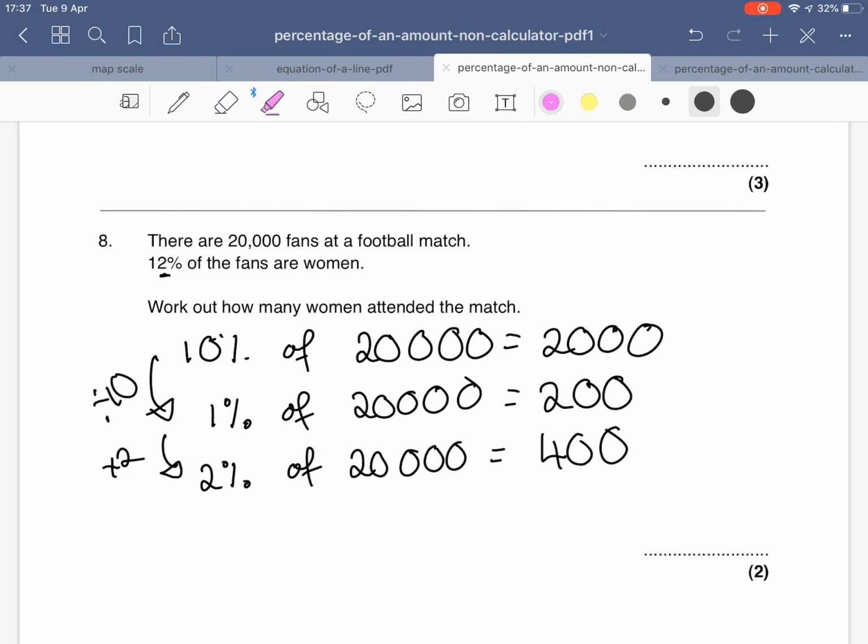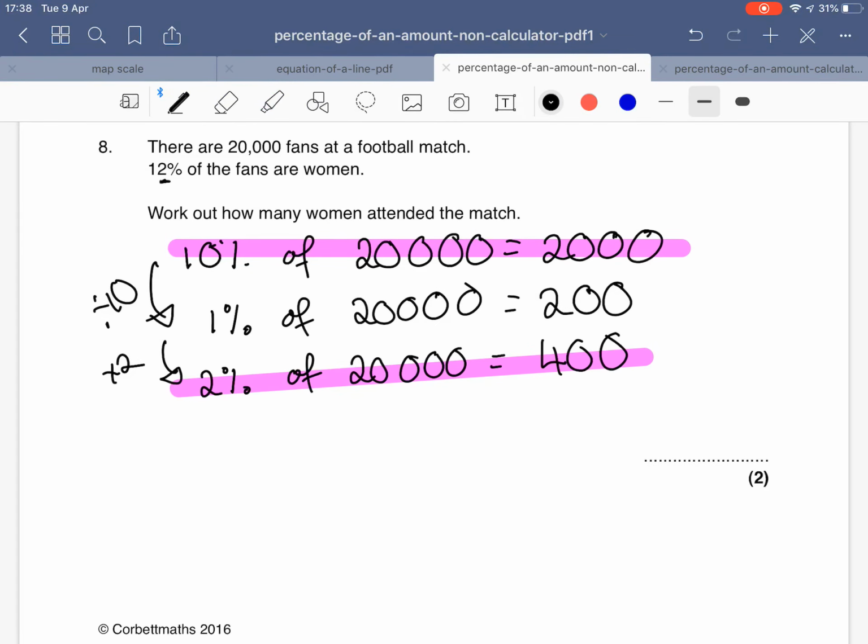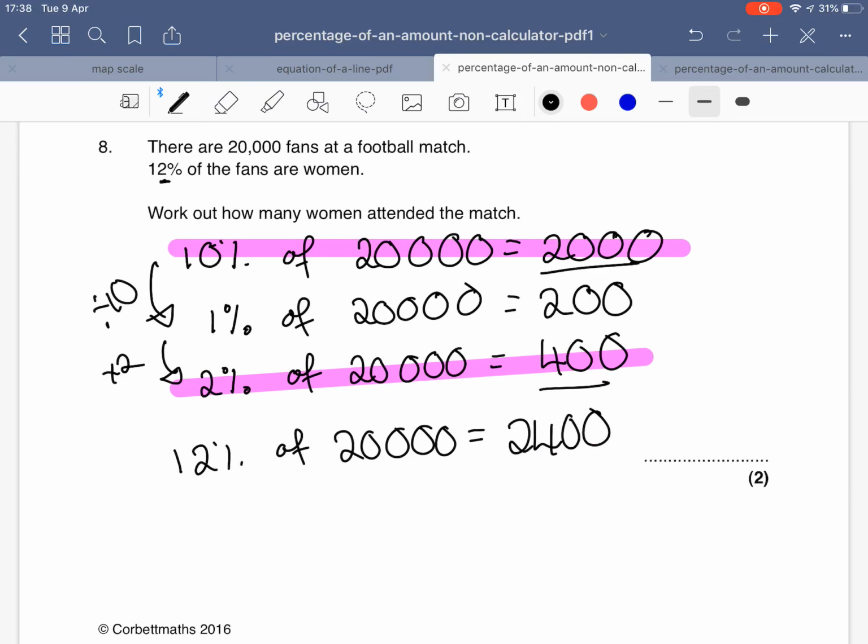And they need the 12%, so we're going to do the 10%, add the 2%. So I want to do the 2,000, add the 400. So 12% is going to be 2,400. So I just added these two numbers.